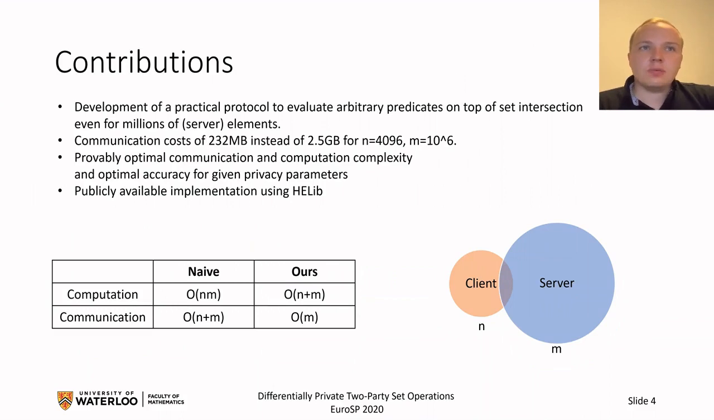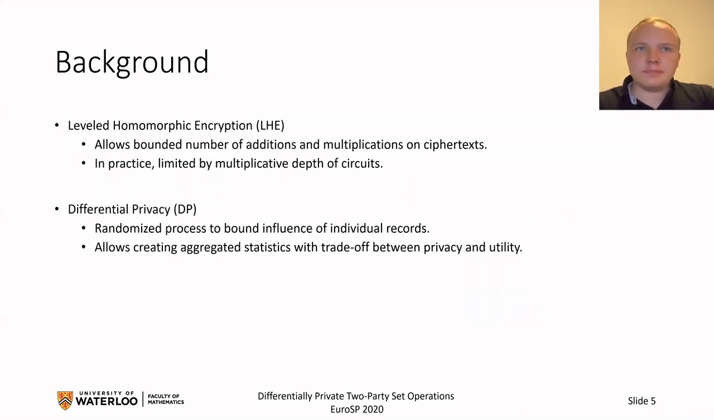So our contributions are that we are the first to develop a practical protocol that can evaluate arbitrary predicates or arbitrary functions on top of the set intersection results, even when we have millions of server elements. Our communication cost compared to related work is significantly decreased from 2.5 gigabytes to 230 megabytes for 1 million server elements. In our paper, we detail provably optimal communication and computation complexity and optimal accuracy for given privacy parameters. Also, we made our code public, and I will give a link at the end of the presentation.